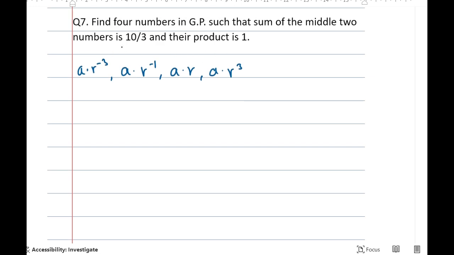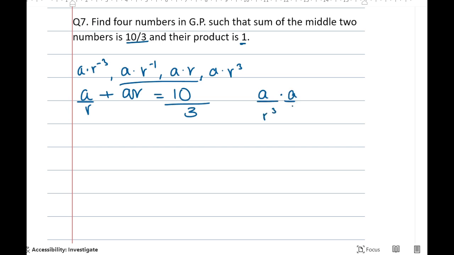So now it's told that the sum of the middle two numbers is this and their product is this. So the middle two terms are this. So A by R plus AR is equal to 10 by 3. Okay. And you have that their product, right? So the product of all these is equal to 1. So that would mean that A by R cube into A by R into A into R into A into R cube is equal to 1.